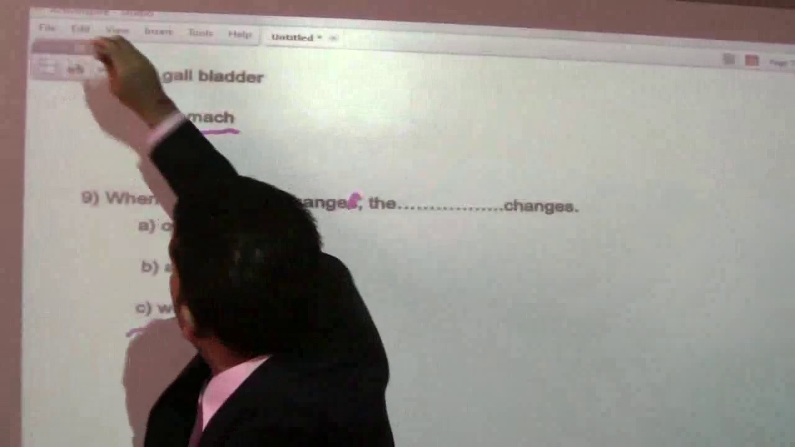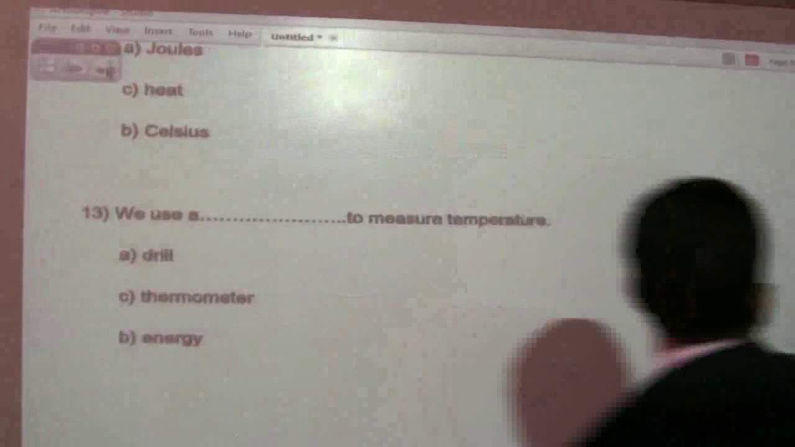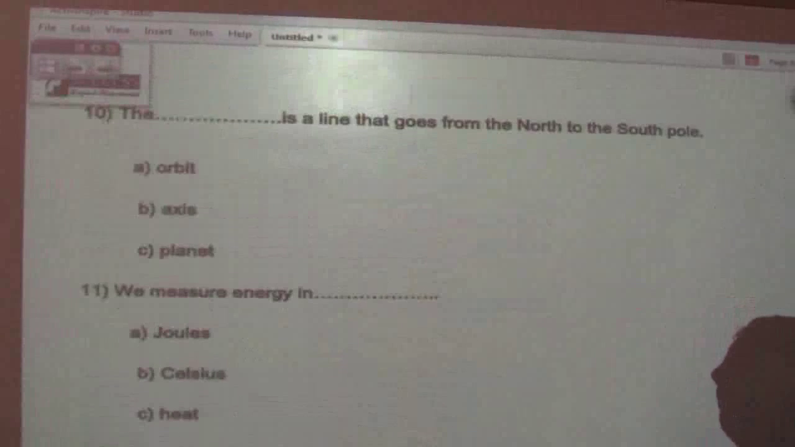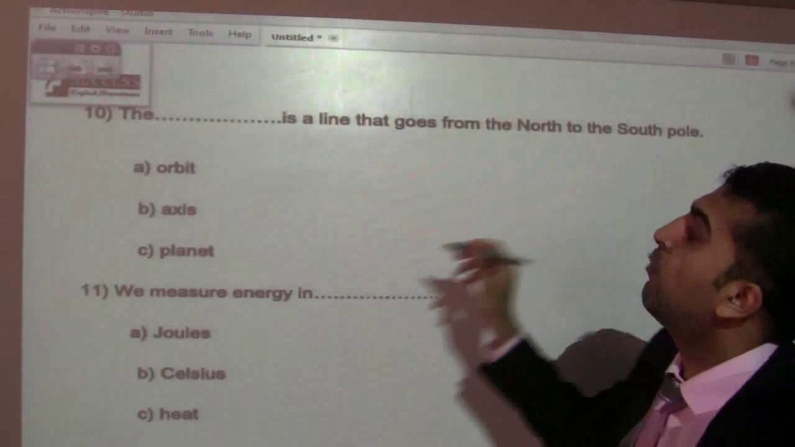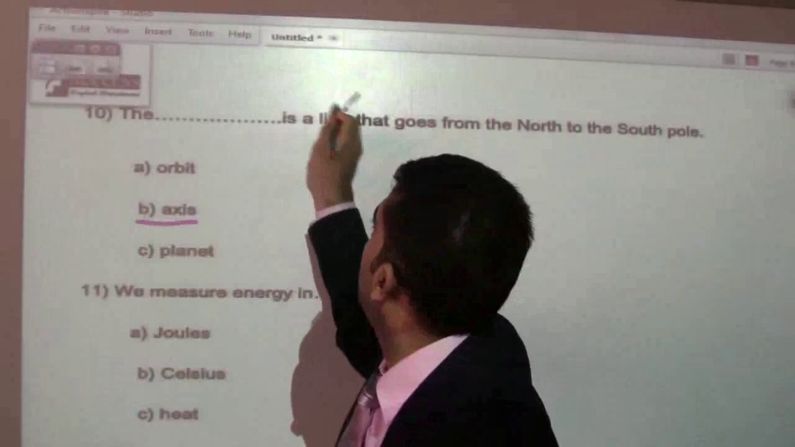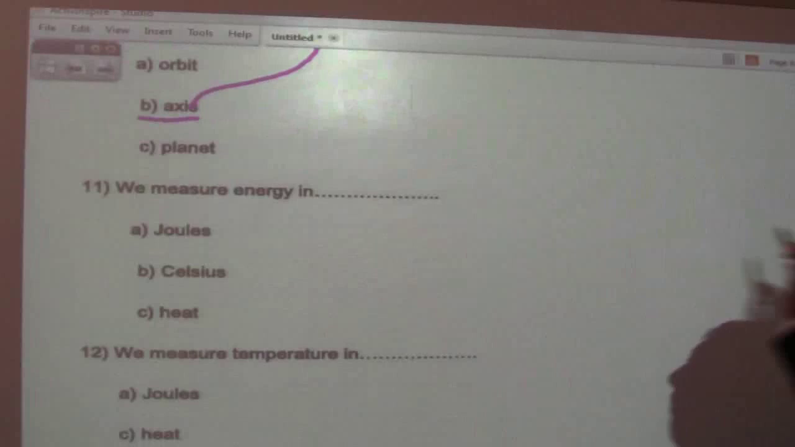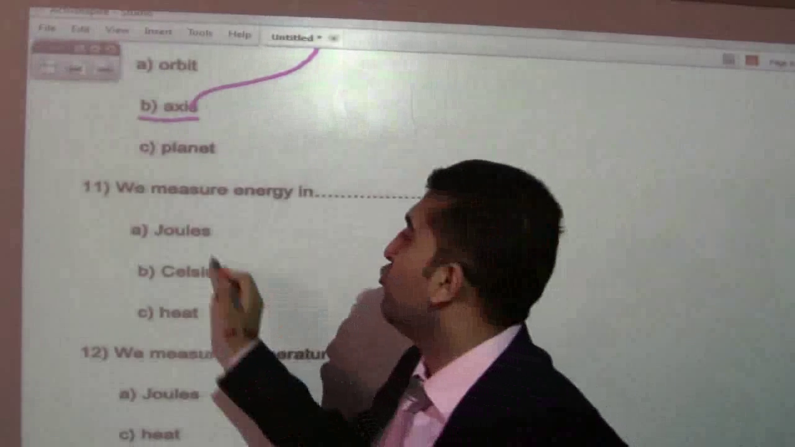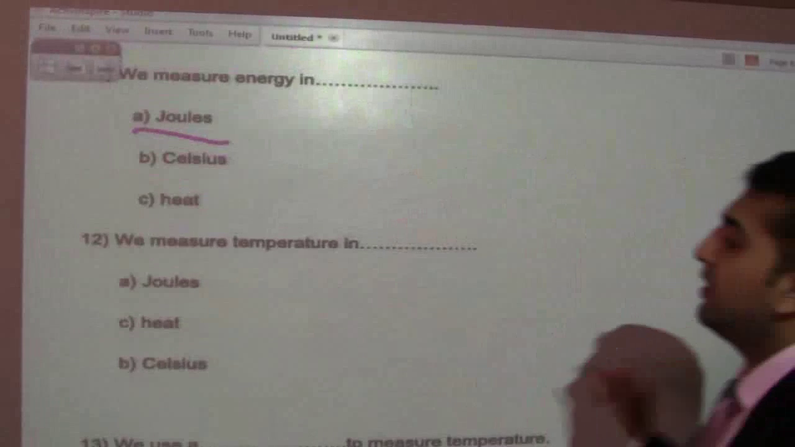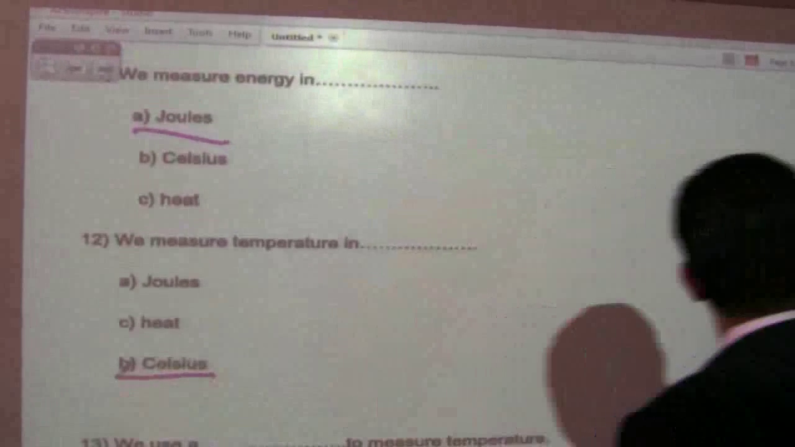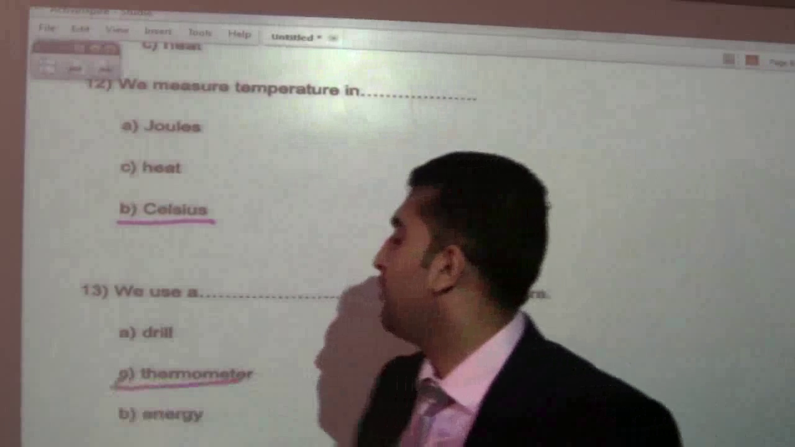The rest of the questions? An axis is a line that goes from the north to the south pole. It's axis, because here line means axis. Number 11. We measure energy in joules. We measure temperature in Celsius. We use a thermometer to measure temperature.